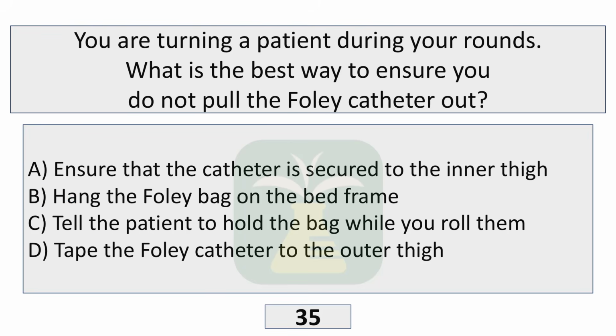You are turning a patient during your rounds. What is the best way to ensure you do not pull the Foley catheter out? A. Ensure that the catheter is secured to the inner thigh. B. Hang the Foley bag on the bed frame. C. Tell the patient to hold the bag while you roll them. D. Tape the Foley catheter to the outer thigh.